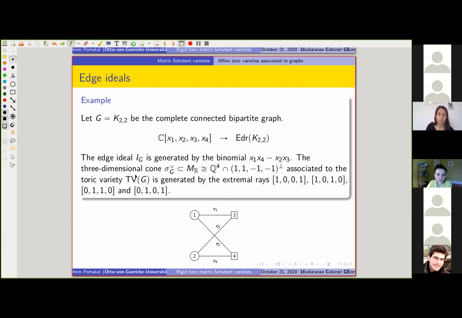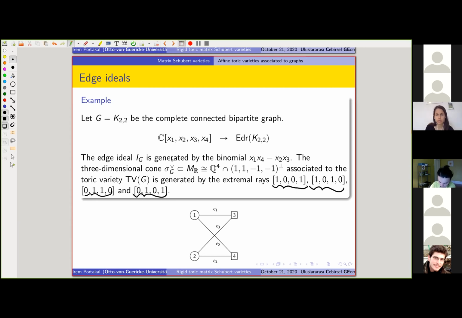And the dual cone here, which is associated to our toric variety, is generated by these 4 extremal rays. And you can actually see these are really coming from the edges. For example, the first one is coming from this edge 1, 4. And this one is coming from the edge 1, 3. And this one is coming from the edges 2, 3 and 2, 4.